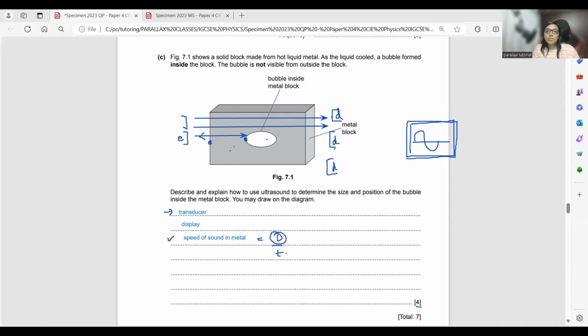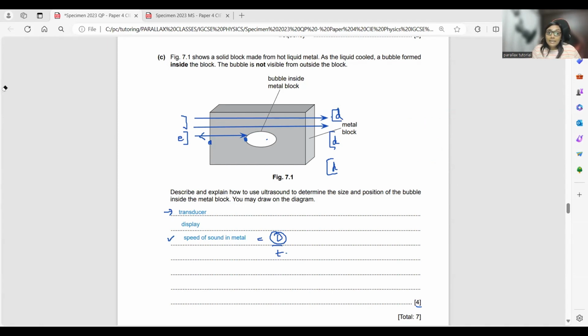And like that, you keep doing the experiment. So you get the entire region of the air bubble, and therefore you know the exact position and size of the air bubble thus formed inside the metal block. That's how you use ultrasound. So the diagram can be like this. You don't need to draw the screen over here. You can just mention that a transducer has to be used.